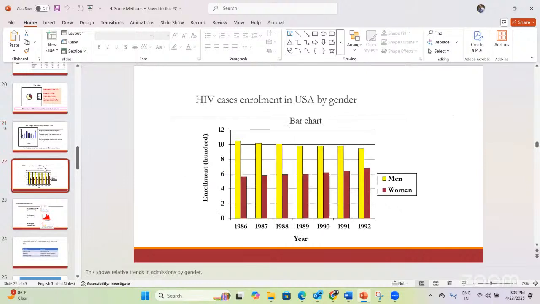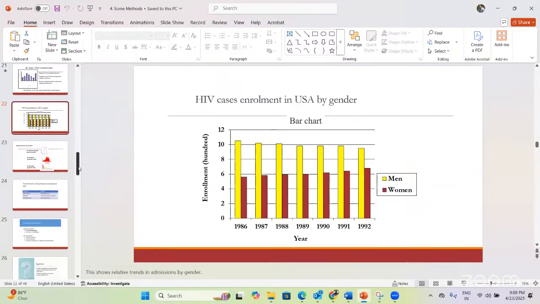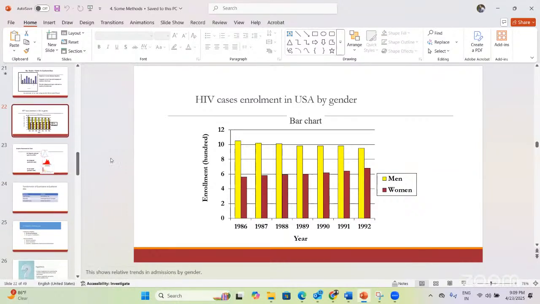This is HIV cases enrolled in the US by gender. This is called a bar chart. This is for men, and for women, and you can see the proportion increasing or decreasing by the years. You can see it very quickly in one picture. Next.